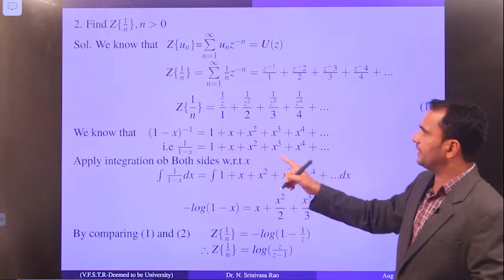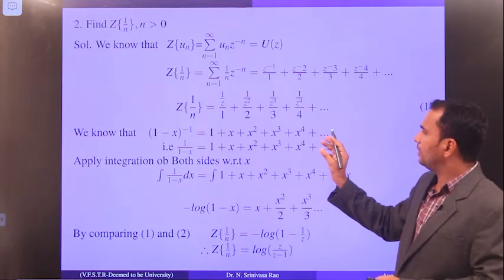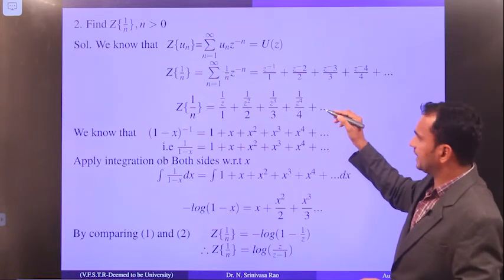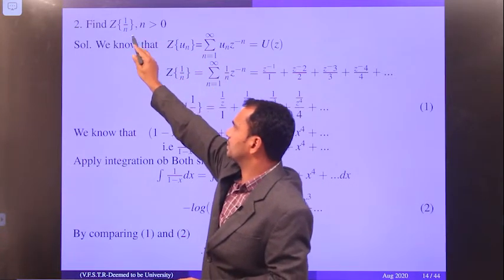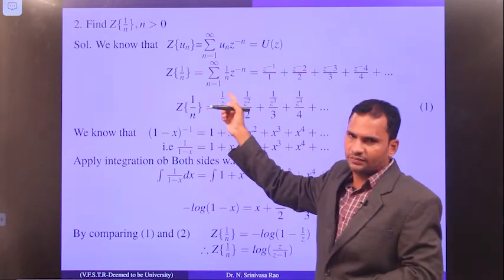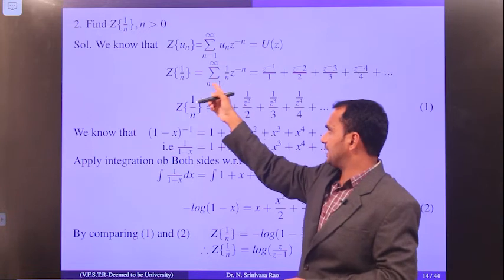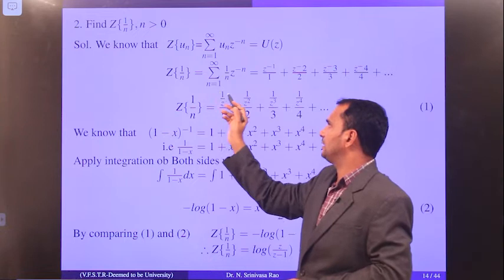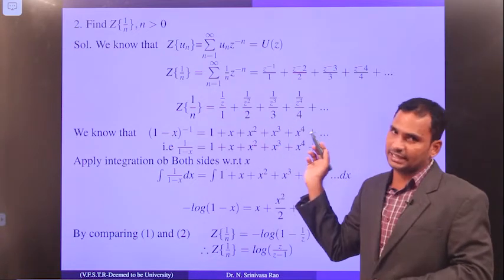This is a very important problem, a special kind of example compared to any other example. Why? Because if you observe the definition of the Z transform, generally n runs from 0 to infinity, but this is a special kind of problem where n runs from 1 to infinity. So you should identify that difference.